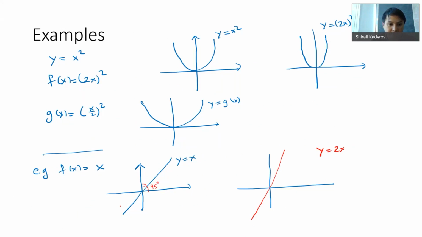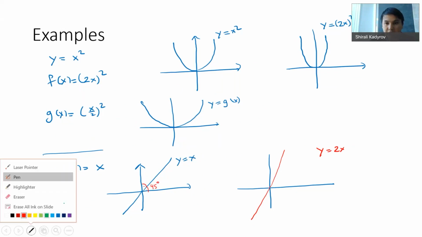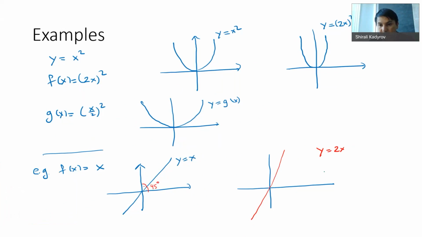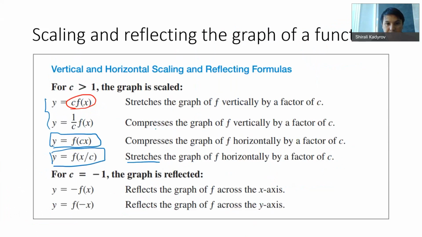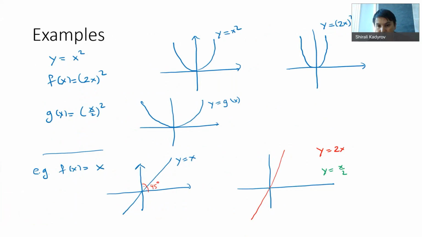Okay. Let me pick a different color. If I were to do y is equal to x over 2, so what does it mean? It means it compresses vertically. So you will get compressed, right? So something like this. And the original is right in between. So original is here, 45 degrees. Okay, so this is how you sort of read what's happening to the functions.